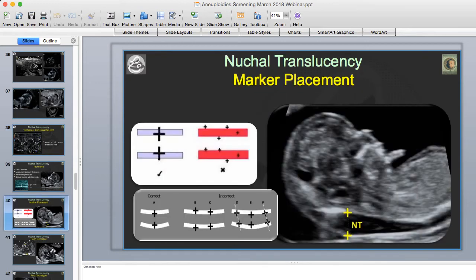The placement of markers is important, and we use the plus marker only, and the horizontal line of the plus should be flush with the actual white of the margins of the nuchal translucency. So anything that is outer is not appropriate, anything that is halfway through is not appropriate, anything that is way out is not appropriate, and also if there is a curve, it must be absolutely perpendicular to what is going on and not at an angle as shown in this particular image.